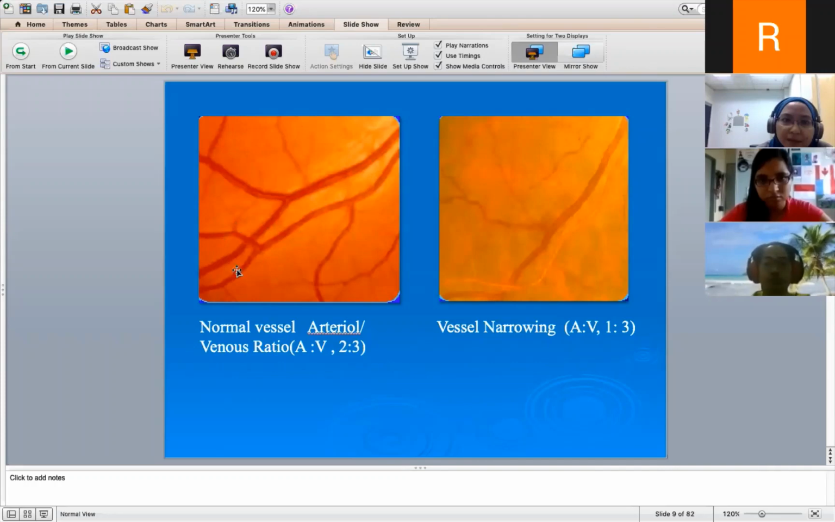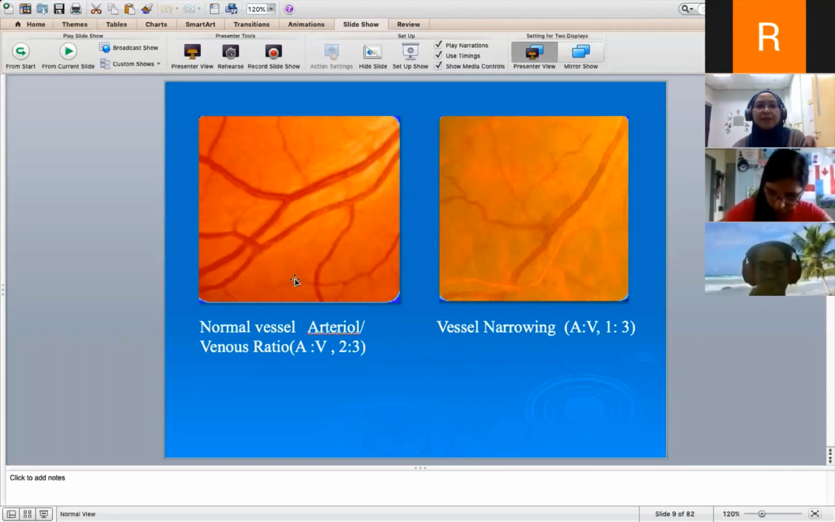Okay, can you see this? The artery is sitting on top of the vein. Most of the time, the artery crosses over the vein. All right, that is in the retina. This is very important for hypertension. The position of the artery in relation to the vein is important for your hypertensive changes. So the normal eye ratio should be 2 to 3.